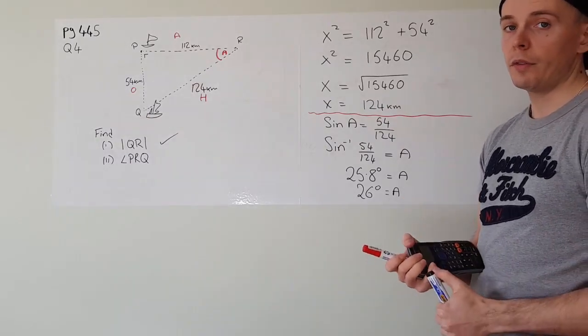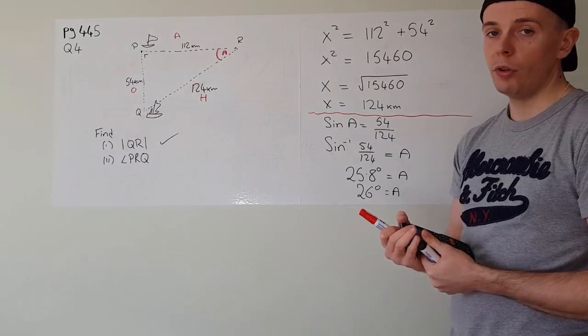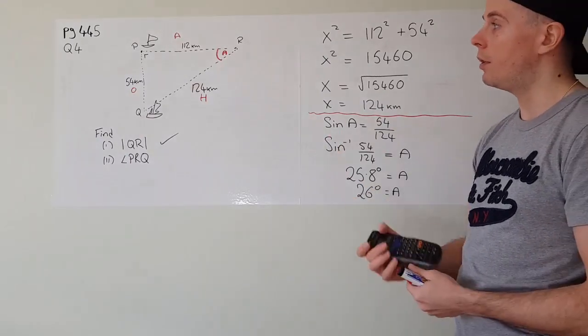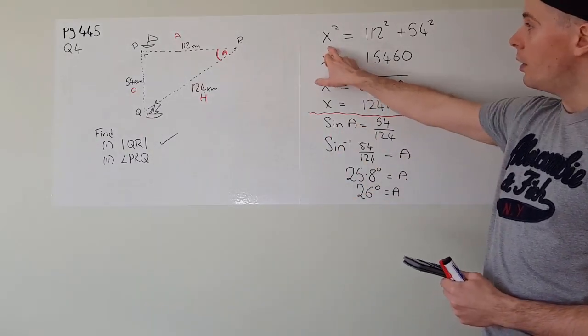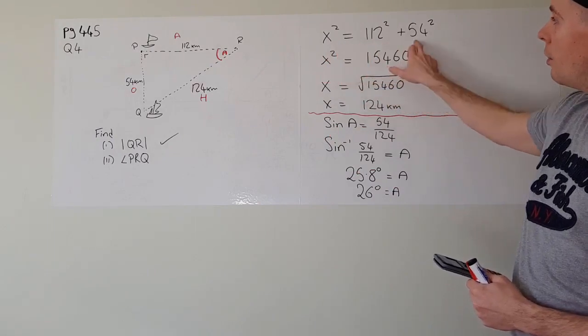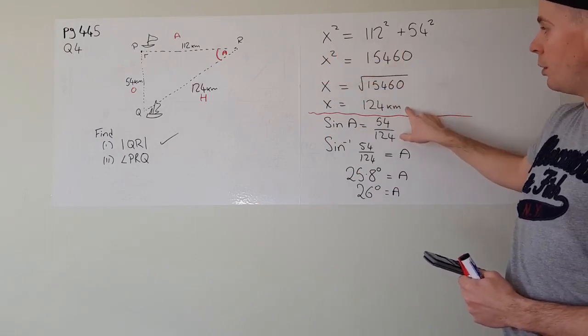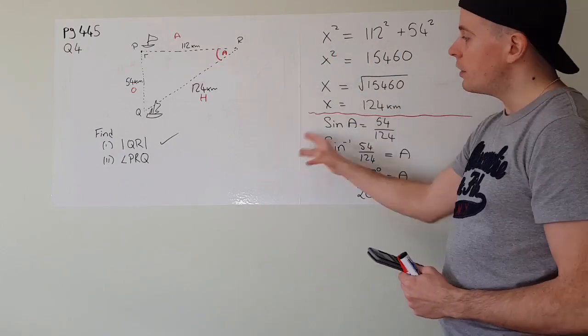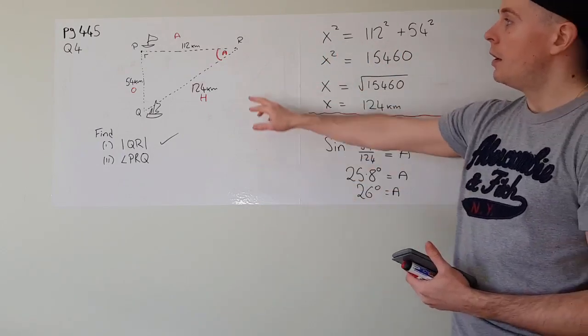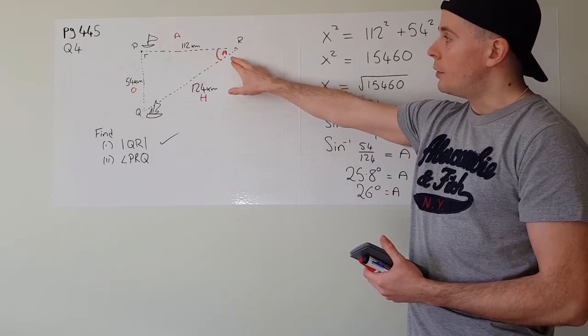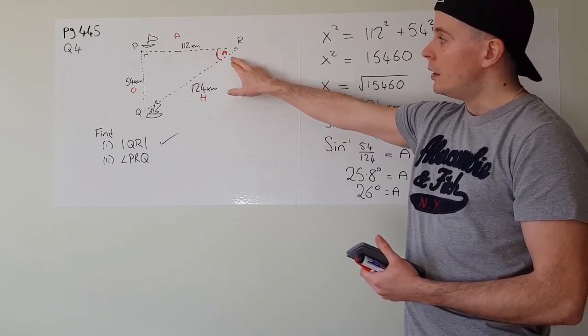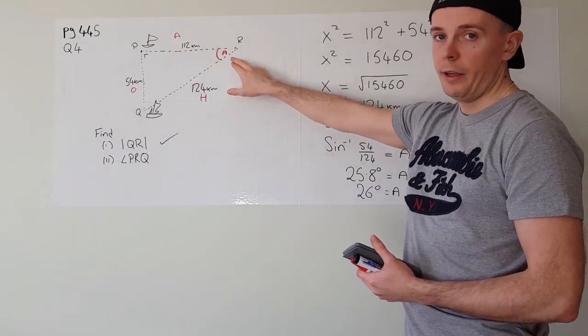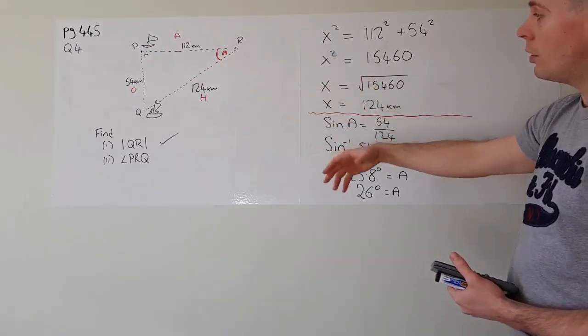When you have 3 bits of information and 1 unknown, you can use the other 2 to help you find the 3. So Pythagoras: the square of the hypotenuse is equal to the sum of the other 2 sides squared. We worked out the length. Using that, I could use any of my trig ratios here, but this is the angle that I'm trying to find, so I need to identify the angle, label the angle, then use trigonometry.